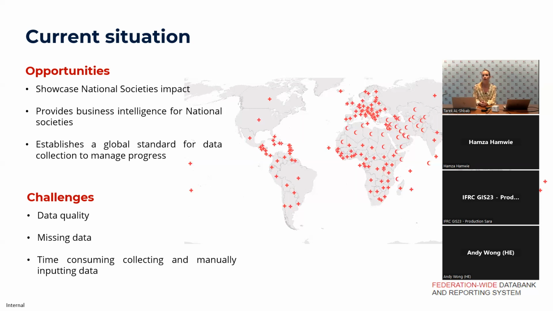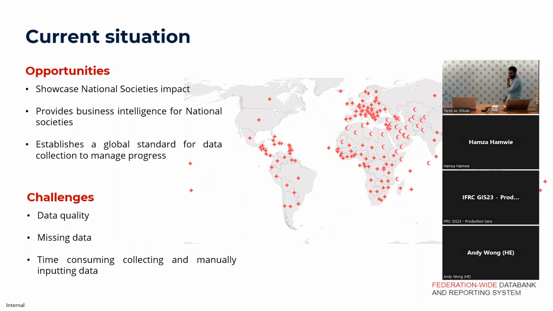And lastly, it's also time consuming, not only for the national societies to collect the data, but also for manually inputting the data. So our question is how can we continue to optimize our opportunities, but then also mitigate our challenges and continue to improve this process to be more effective and contribute to benefiting the movement. So now I'm going to pass on to my colleague Tarek to walk you through this process. Thank you.